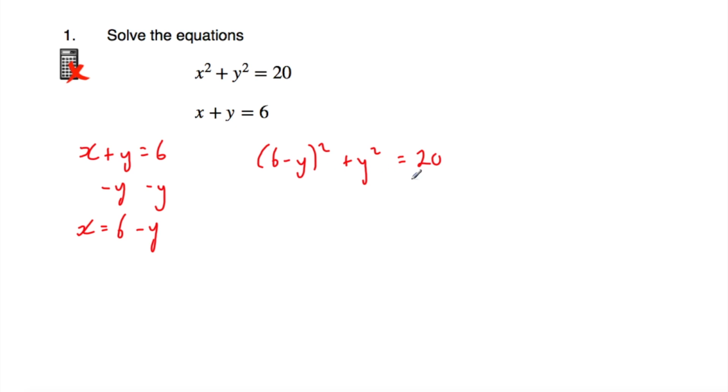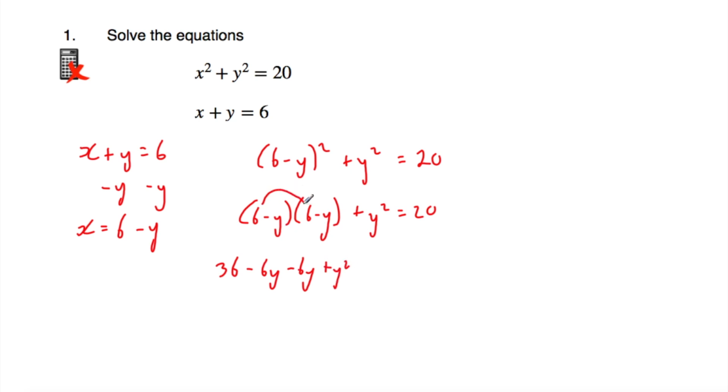Now we want to solve this equation. To solve it, we want to expand this bracket. So remember, whenever we square a bracket, we multiply it by itself. So it's (6 minus y) times (6 minus y), close brackets, then plus our y squared equals 20. Now let's expand our brackets. 6 times 6 is 36. 6 times minus y would be minus 6y. Minus y times 6 would be minus 6y. And minus y times minus y is then plus y squared.